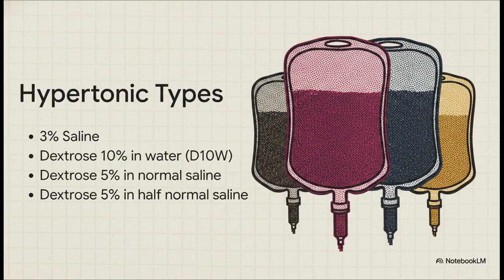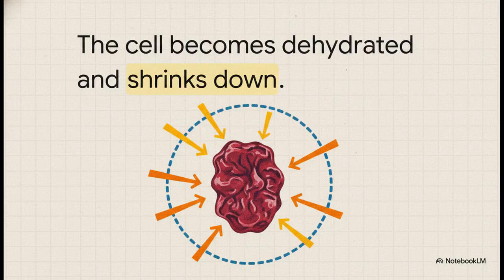This high concentration category includes some pretty robust heavy-duty solutions, like 3% saline, which is a massive jump from normal saline. It also includes dense dextrose combinations, like dextrose 10% in water, dextrose 5% in normal saline, and dextrose 5% in half-normal saline. And the dramatic medical risk here is the exact opposite of our swelling water balloon. By pulling all of that water out into the extracellular space, hypertonic fluids aggressively dehydrate the cell itself. The cell completely loses its structural volume and shrinks down to something really, really small, almost like a little raisin.